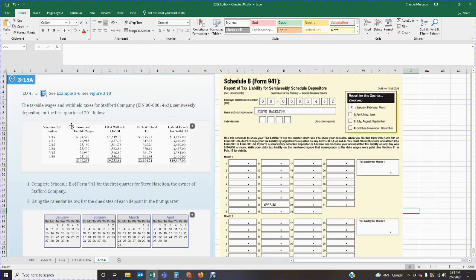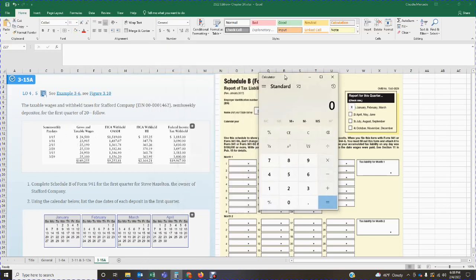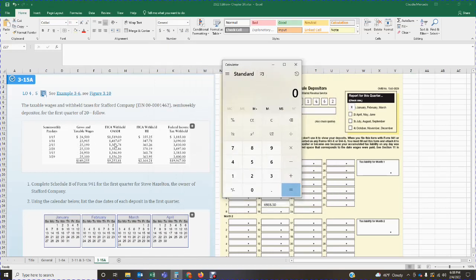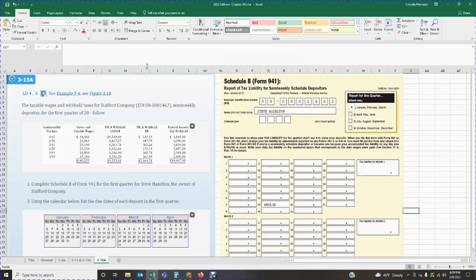Okay, so now I'm going to do the 31st. Same concept. So what are we going to do, class? We're going to double the OASDI, $1,487.07 plus $1,487.07, plus twice the $347.78, double that, and then one time the federal income tax, $3,090. So that gives me $6,759.70. That number is going to go on January the 31st.